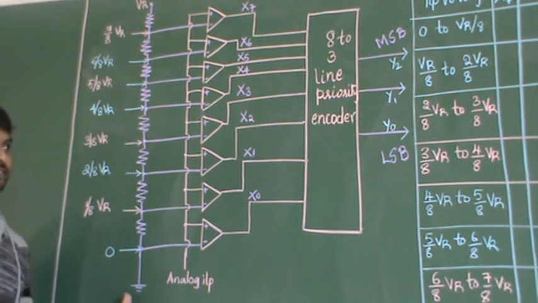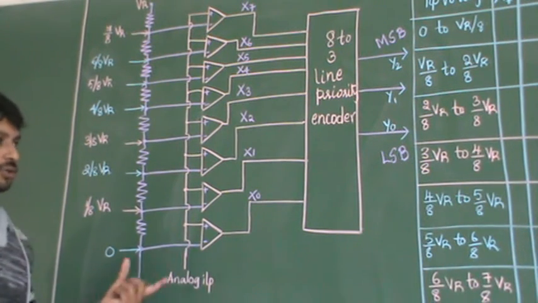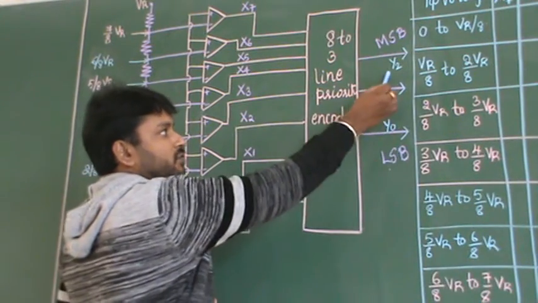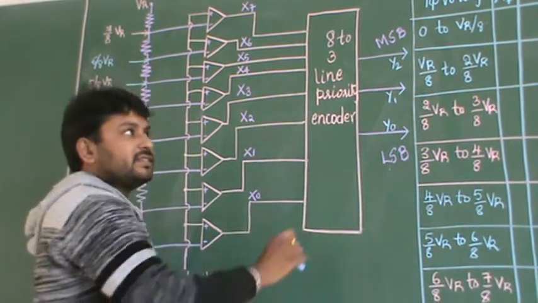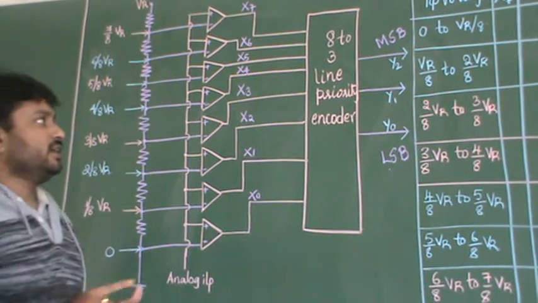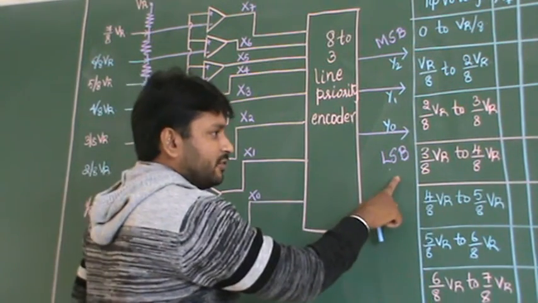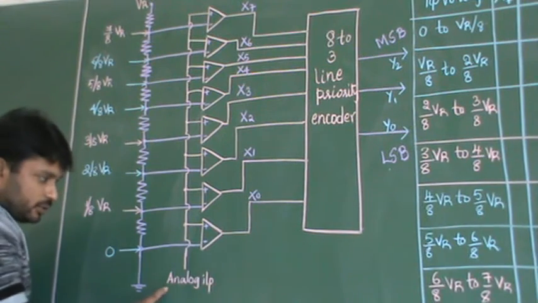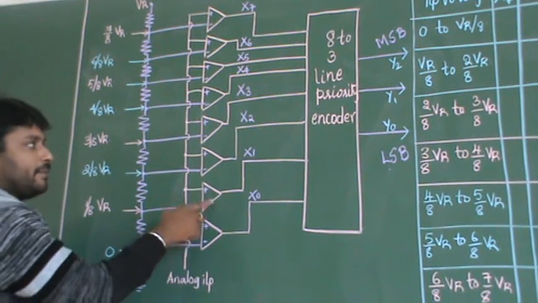Flash comparator ADC, that is analog to digital output. If you observe here, in the output they have given Y2, Y1, Y0. That is, you are getting the output in digital format, right? So where will you apply the analog input voltage? The analog input voltage is applied to all the comparators.